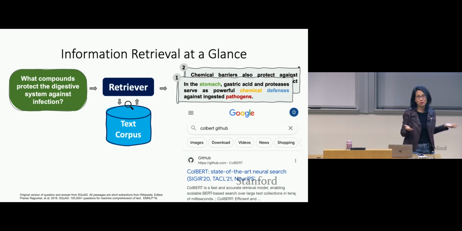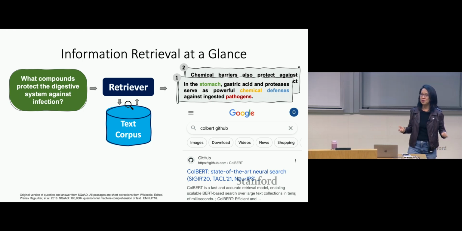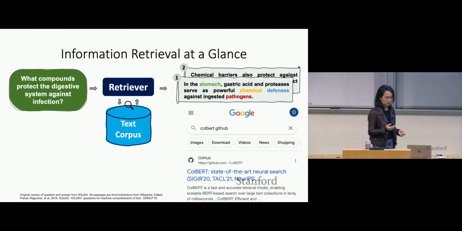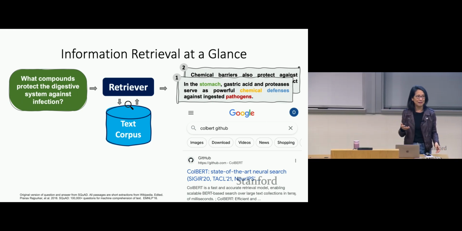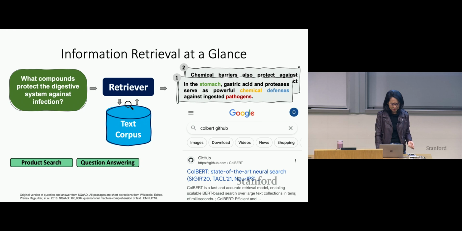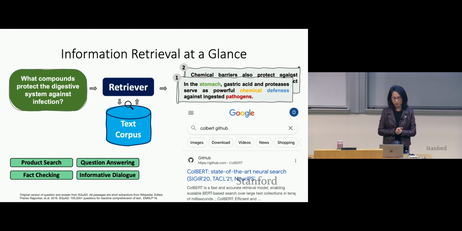Even if we talk about Google search, you get some keywords, you could go find it. So at the beginning, it was using very basic keyword search. And of course, we really want to do it at the semantic level, with NLP. This is a very important concept and can be used in many places, from product search, question answering, fact checking, informative dialogue, and so forth.